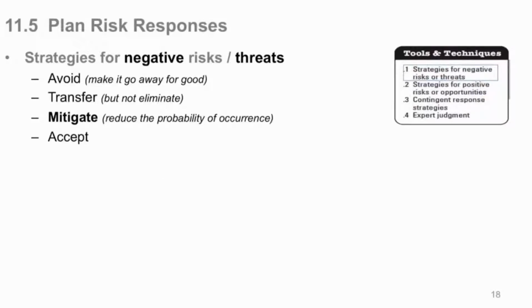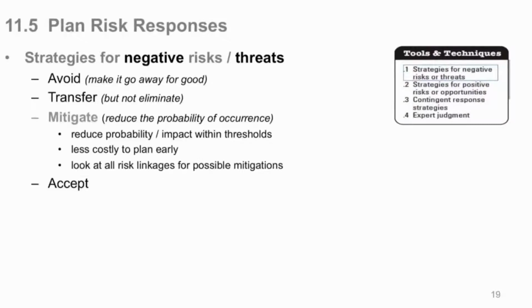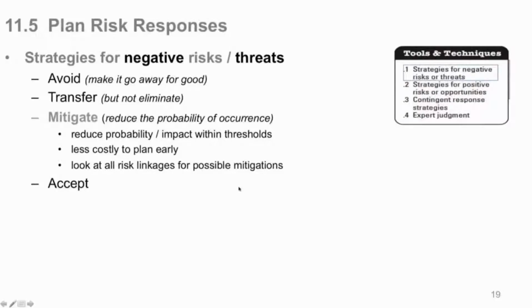Mitigate, that's just reduce the probability of an occurrence, reduce the probability and the impact within certain thresholds. It's less costly when you plan this early. Get all the risk out of things you can early. Remember the curve we had, risk and time and cost, you want to get it right away so it doesn't cost you 5 times as much later to fix it. And you look at all the risk linkages that you have.